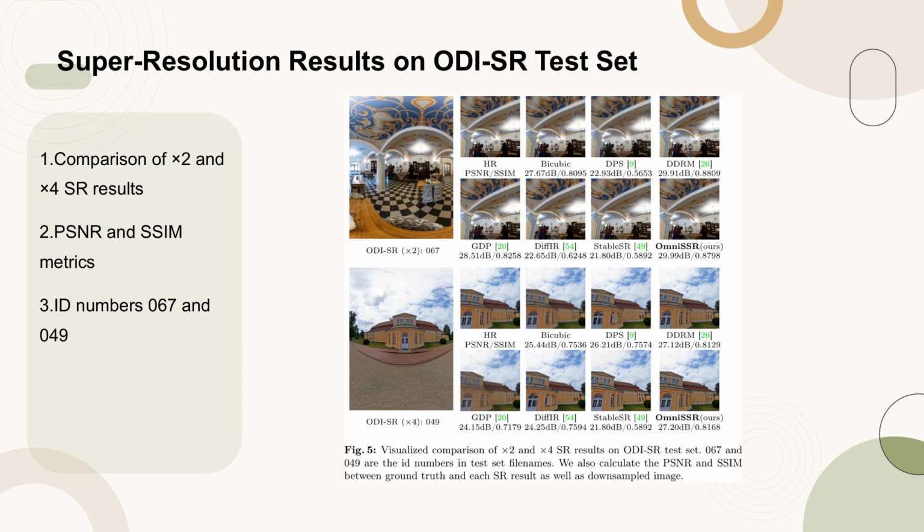Figure 5 presents a visualized comparison of super-resolution (SR) results at x2 and x4 scales on the ODIs test set. The images with ID numbers 067 and 049 are used for this comparison. Additionally, the peak signal-to-noise ratio (PSNR) and structural similarity index measure (SSIM) are calculated between the ground truth and each SR result, as well as the downsampled image. This analysis helps in evaluating the effectiveness of different SR methods by quantifying the quality of the reconstructed images.